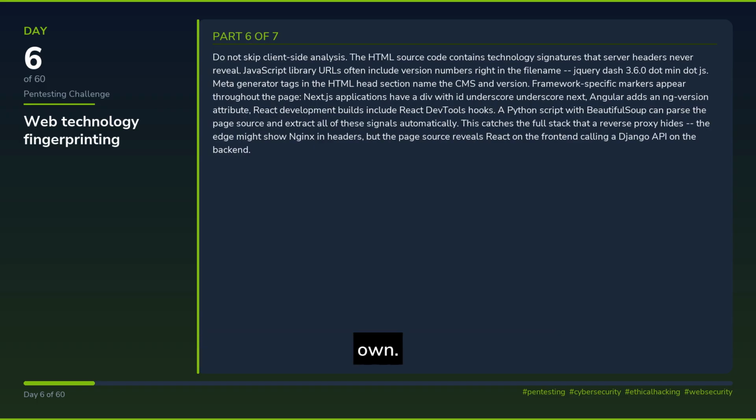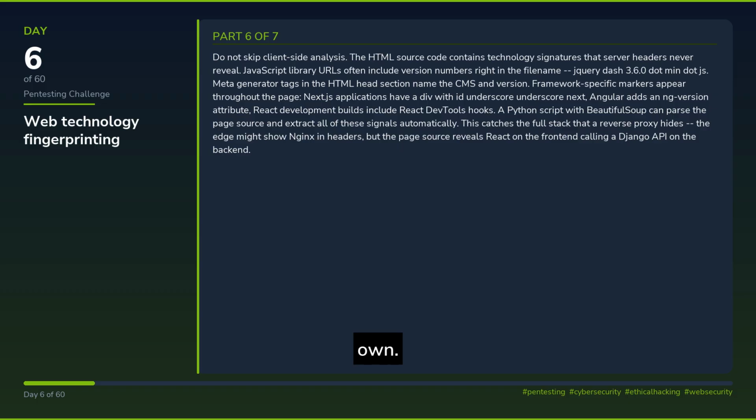Do not skip client-side analysis. The HTML source code contains technology signatures that server headers never reveal. JavaScript library URLs often include version numbers right in the file name, like jquery-3.6.0.min.js. Meta generator tags in the HTML head section name the CMS and version.